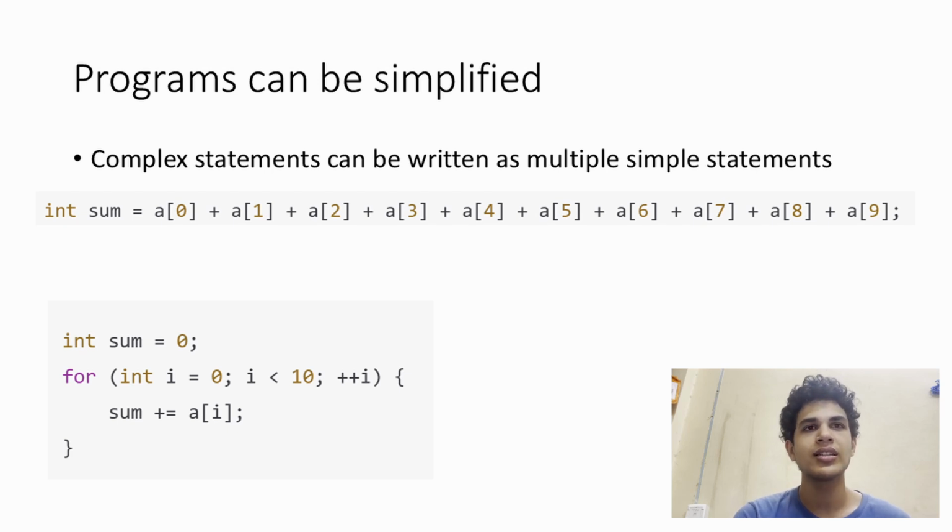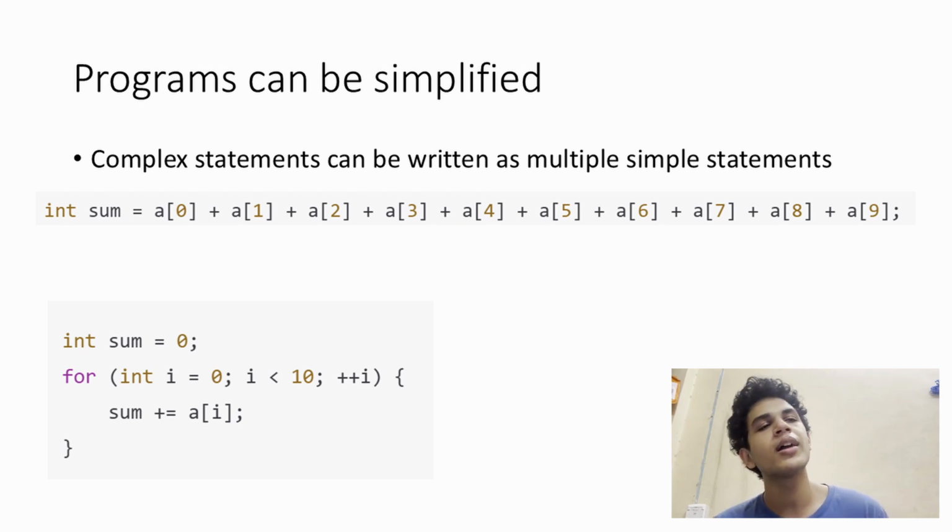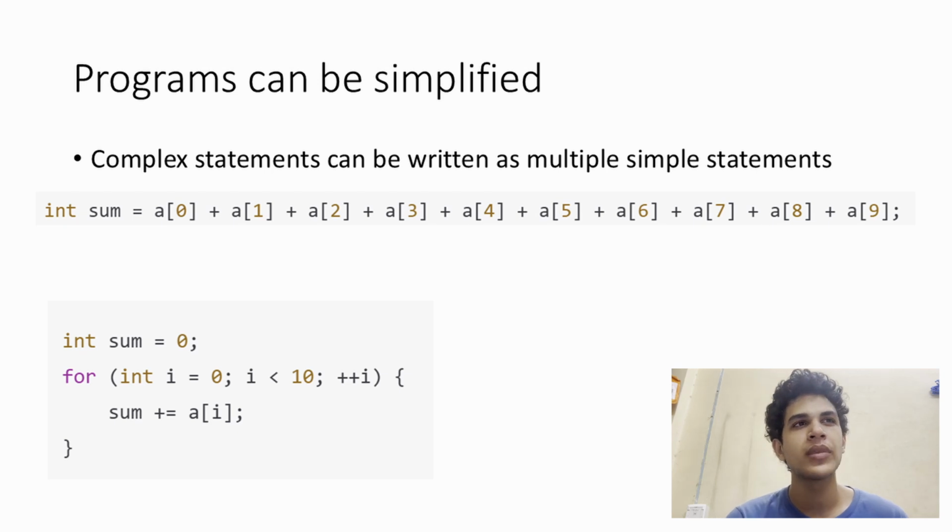So first take sum, then add a0 to it and save it to sum, then take a1 and save it to the newer value of sum, then take a2 and save it to the updated value of sum, and so on until you add all the way to a9. Or instead of writing it in a loop, you can just hard write it: sum is equal to a0, then sum is equal to sum plus a1, then sum is equal to sum plus a2, and so on.